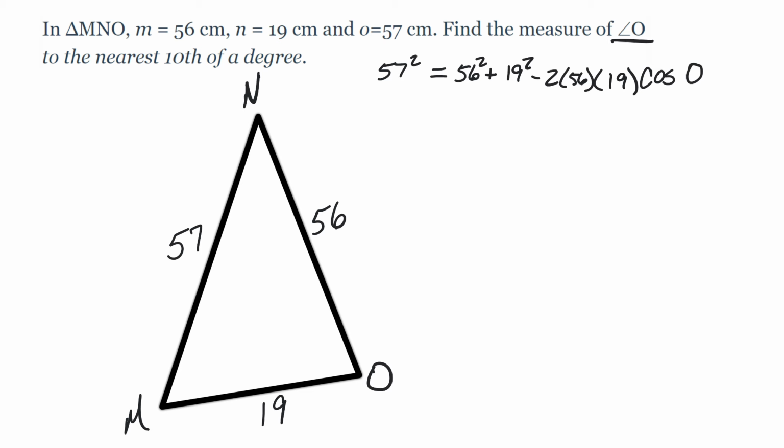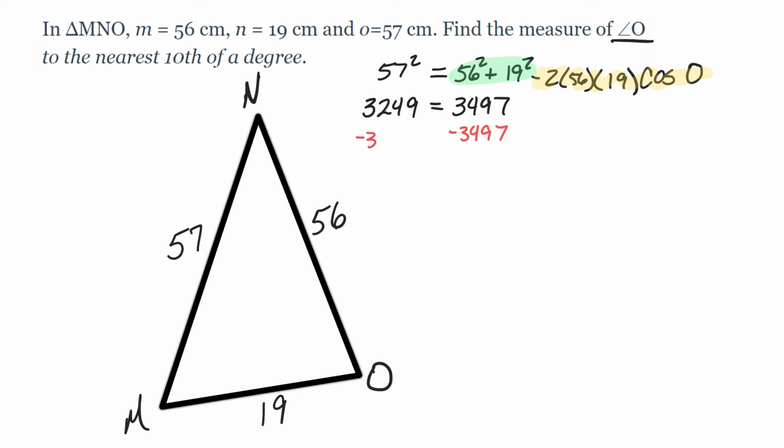So here's what I'm going to do. I'm going to do the 57 squared again, this side. So this is 3249. And I'm going to do the 56 squared plus 19 squared straight into my calculator here. So this is 3497. And I'm aware that there's this part over here, but I just don't want to deal with it just yet. So what I'm going to do is to subtract this 3497 over.